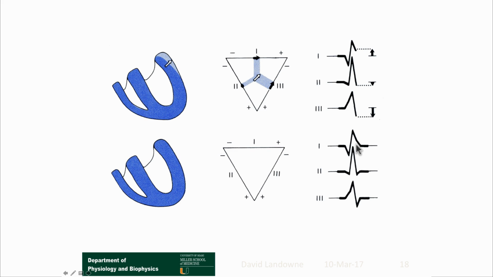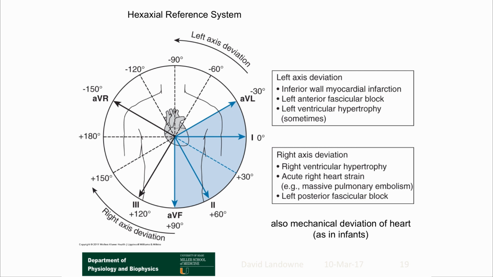And our electrocardiogram would look like this in lead 1, 2, and 3. So we would have a QR wave, a QRS, and an RS wave for our electrocardiogram.